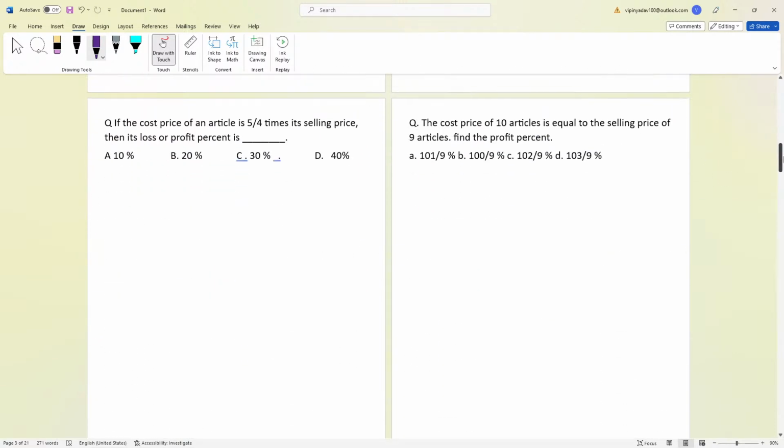Okay. So now here is question number 2. If the cost price of the article is 5 by 4 times the selling price, then its loss or profit percent will be what? 1 minute to go. Your time starts now.